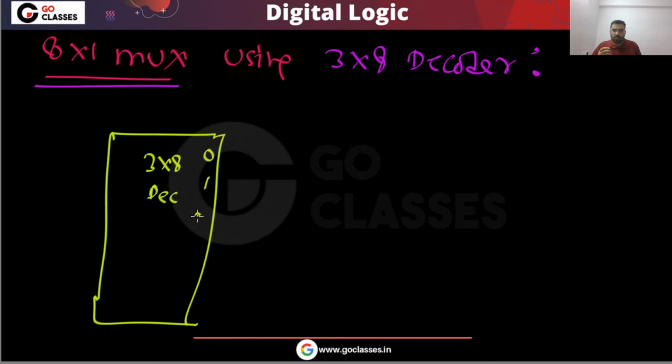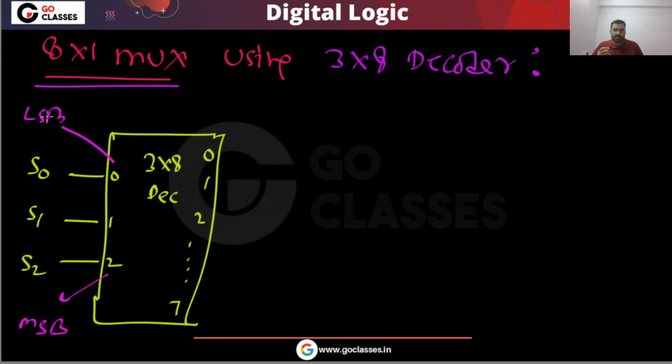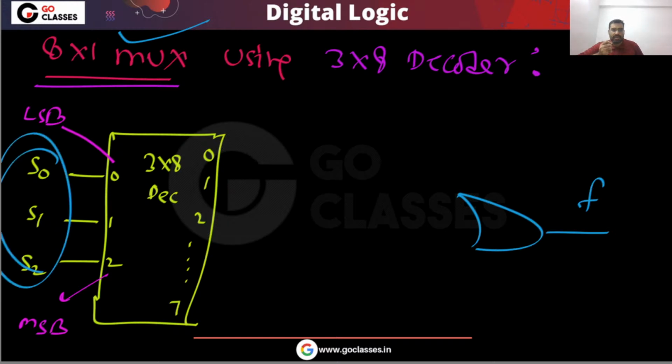Okay, and this is 0, 1, 2 and so on, total 7. And these are the input lines, S0, S1, S2, where this is LSB and this is MSB. Now in this situation, how do we create the multiplexer? Very simple, because if all are 0, then the output F must be equal to W0. When all are 0, this line will become activated.